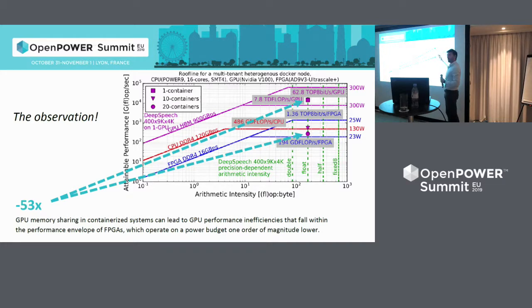So the idea here was what? We have a system with some accelerators, GPUs and FPGAs. If the performance is about to drop so much that it falls within the performance envelope of our FPGAs, which operate at an order of magnitude less power, like 25 watts instead of 300 watts, why don't we just use the FPGA for this particular scope?